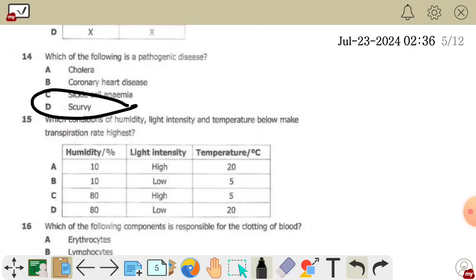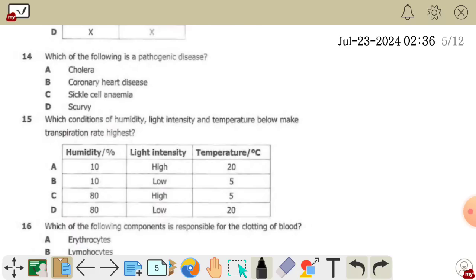Scurvy, we have already seen it in some of the questions we have looked at. It is not a pathogenic disease, but instead it is a deficiency disease where you lack vitamin C. So the correct answer here for question 14 is A. Vibrio cholerae is a pathogen which causes cholera. So a pathogenic disease here is cholera.